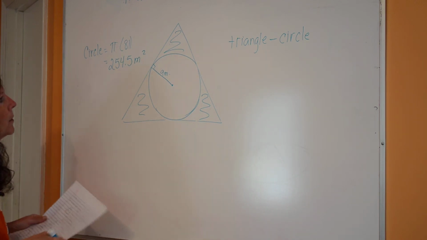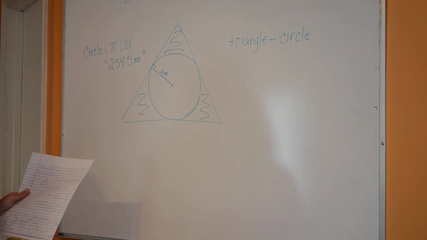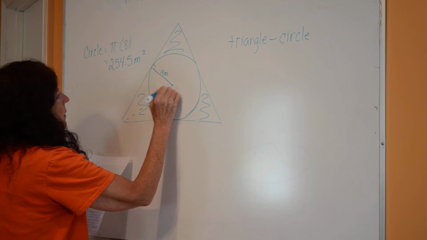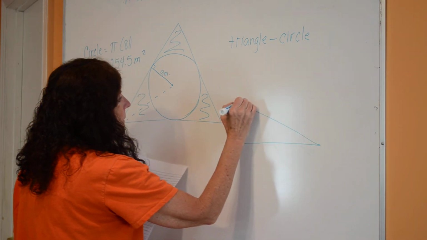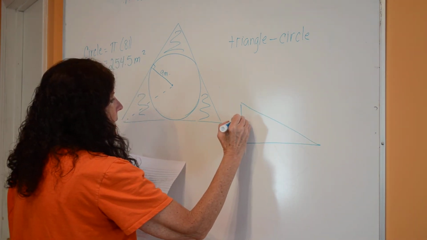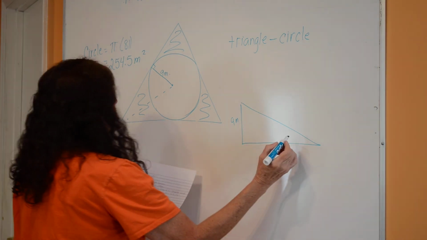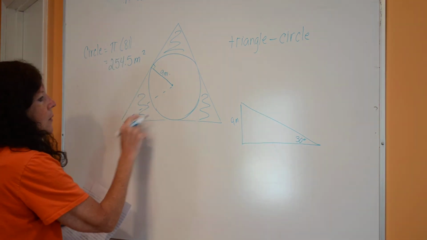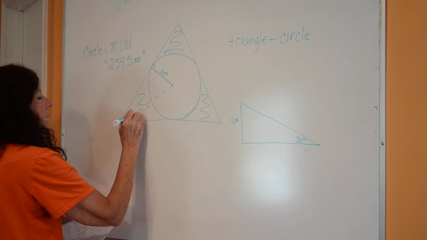All right, now I've got a problem with the triangle, because for the triangle I've got to know the base and the height. So what I'm going to do is go ahead and pull out one of these triangles. Okay, so if I pull that out, I know that this part is 9 meters. I also know that this part over here is 30, because this is a regular triangle, so each of these corners is 60, which means that's 30 and that's 30.